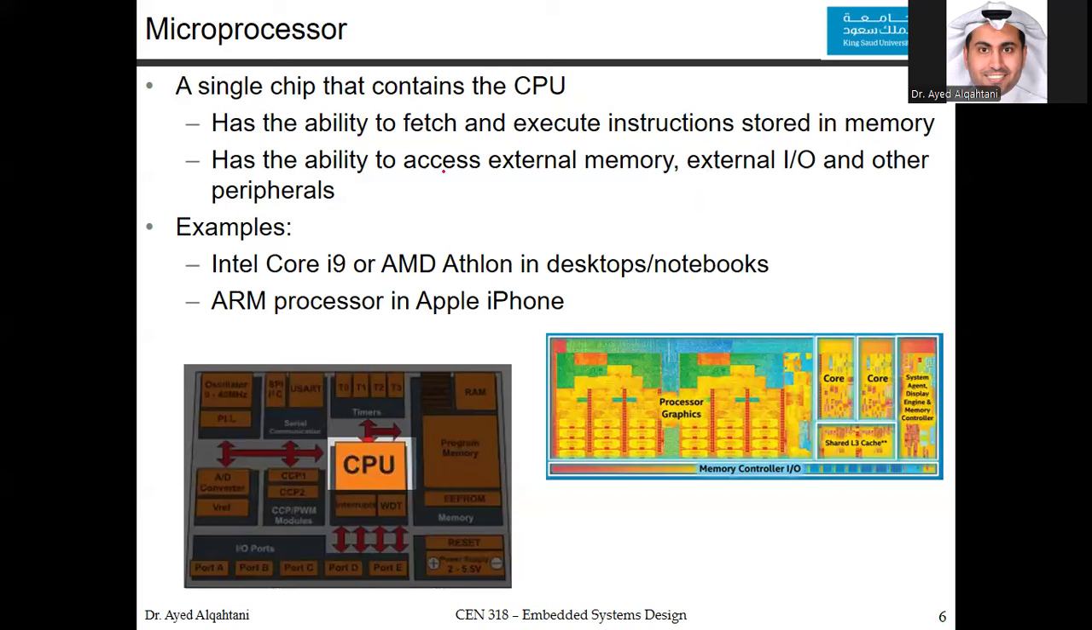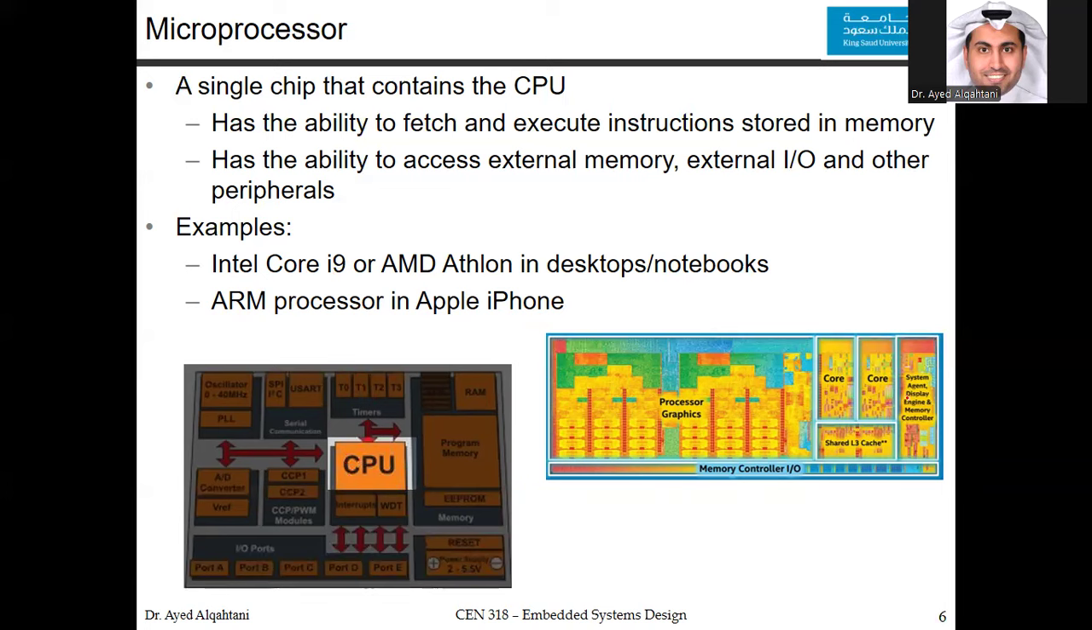It also has the ability to access external memory. As you can see, that was the 4th stage, and also, possibly, external input and output and other peripherals. And we have so many examples. It's very well known, like the Intel Core i3, i5, i7, or i9. You have AMD Athlon in desktops and notebooks. We have ARM processors in Apple iPhones. These examples are for CPUs.